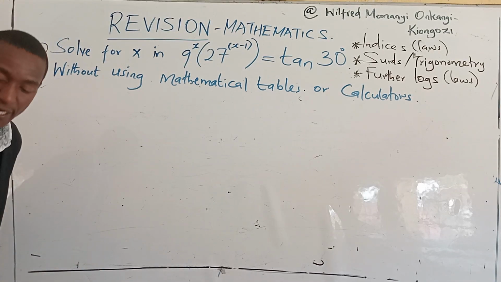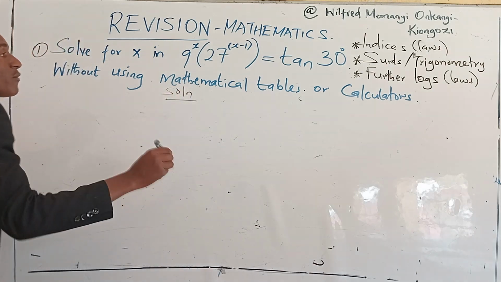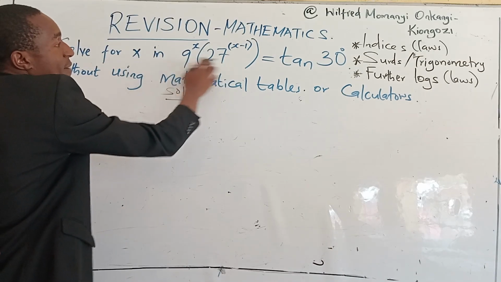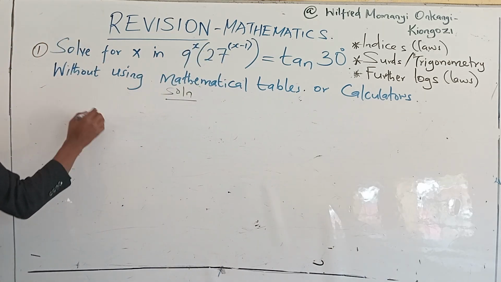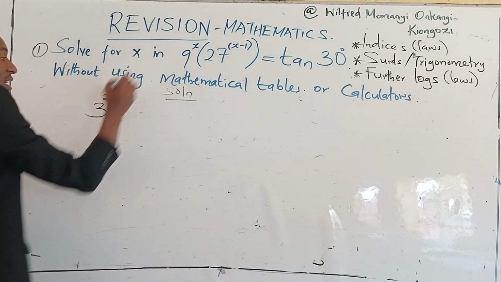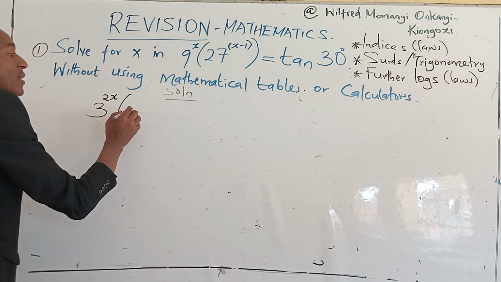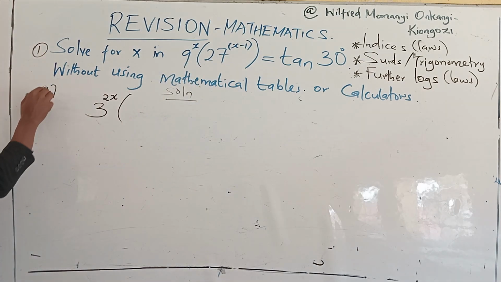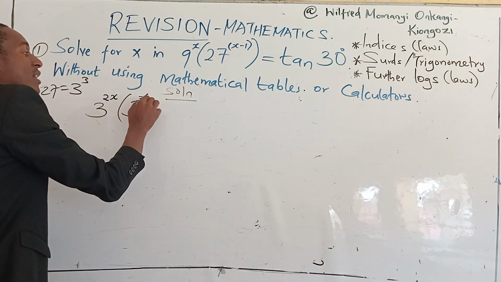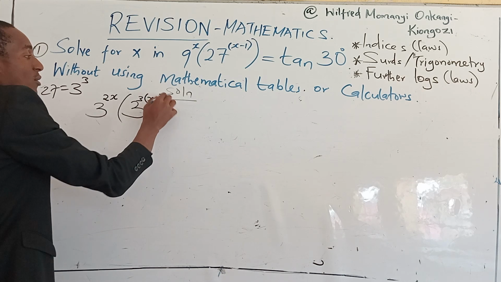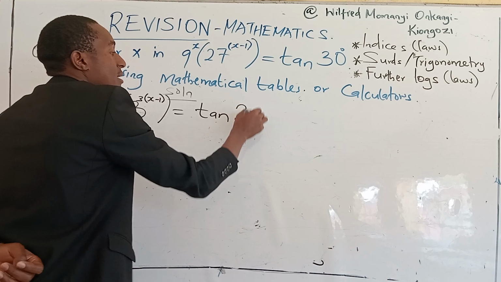So what we do here, solution, we first of all write the prime factors of 9 and 27. So we shall have 9 is like 3 squared, and of course to the power x that we have there. So 3 power 2x multiplied with 27, which is like 3 power 3. So 3 raised to 3, and then the bracket x minus 1, and you close the major brackets, and then is equal to tan 30 degrees.